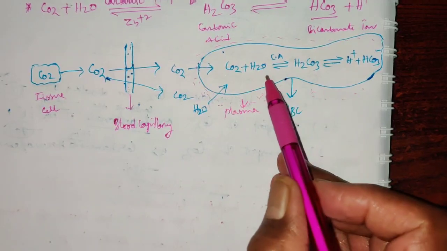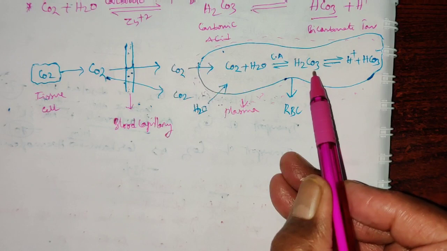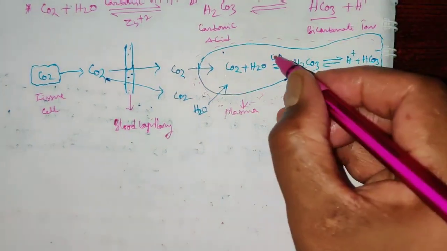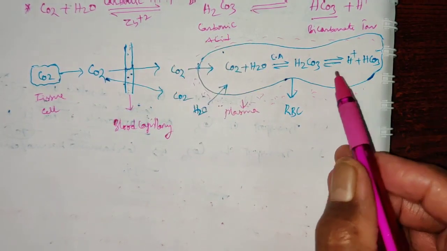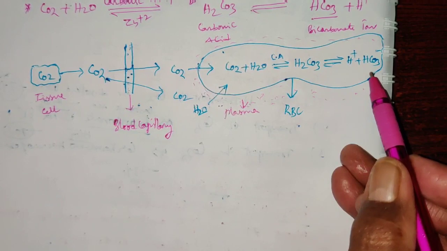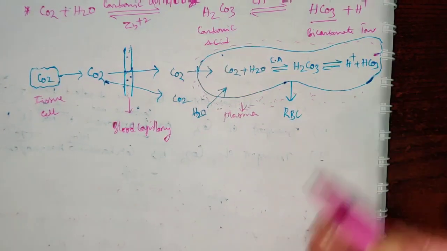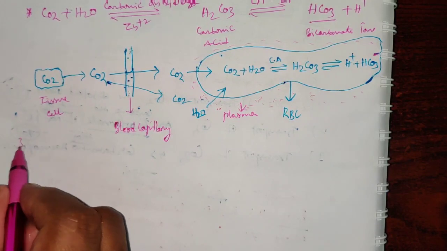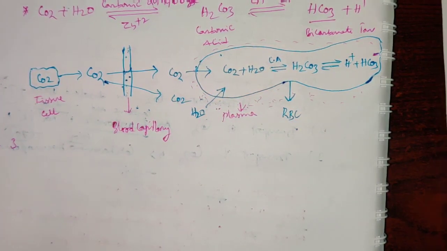Then it reacts with the water and forms carbonic acid in the presence of carbonic anhydrase. As a result, it undergoes again a reversible reaction and forms H plus and bicarbonate ions, HCO3 ions.